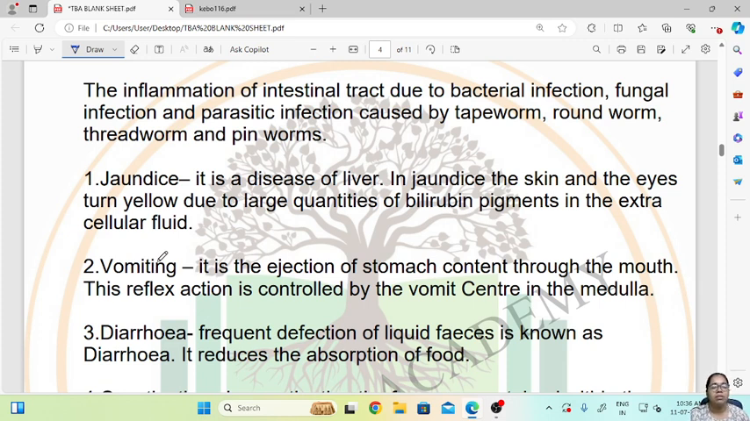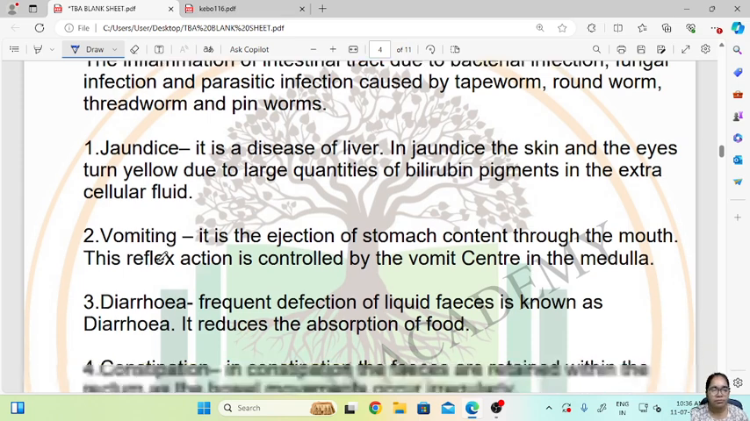Then the third one is diarrhea. Frequent defecation of liquid feces is known as diarrhea. It reduces the absorption of food. So here what happens is frequent motion starts in human beings, and this condition is called diarrhea.